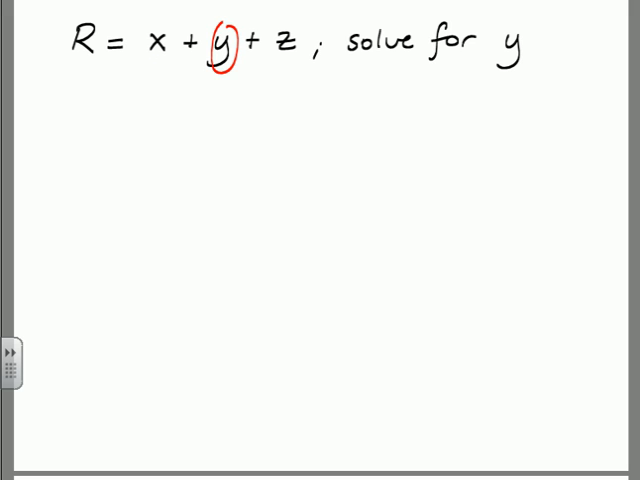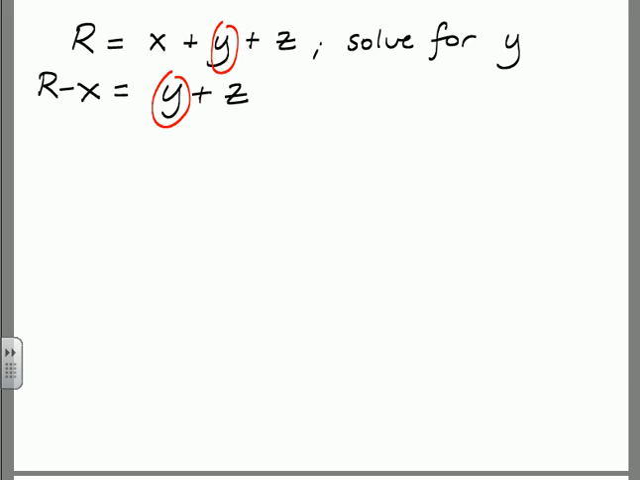We're going to subtract x from both sides, so r minus x, and we just leave it like that because we don't know how to subtract that. And then on this side, when you subtract x, you have just y plus z left. We're almost there. Let's circle that y again to remember that's what we're trying to get all by itself.